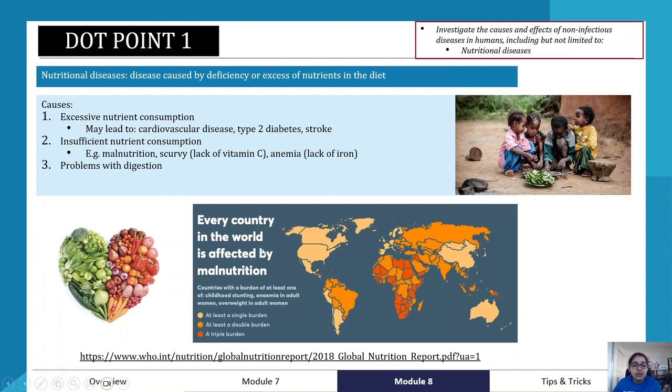So every country in the world is affected by malnutrition. It's quite a big issue in most parts of the world. Countries with a burden of at least one of, for example, child stunting, anemia in adult women, and overweight in adult women can be caused by malnutrition. So single burden, for example, in Russia, Australia, America, double burden in parts of Africa and South America, and a triple burden in parts of Africa. So we can see what a big disease it is and what a significant effect it's having around the world.